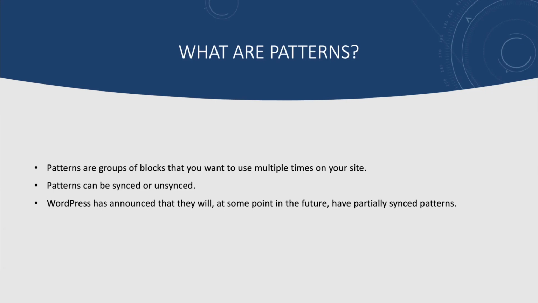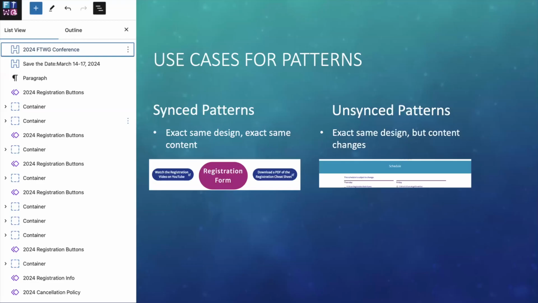Patterns can be synced or unsynced, which means a synced pattern is one where every time you see it on the website, it's exactly the same content and appearance. With unsynced, you start with something that's the same, but then you make changes to it, and those changes don't sync across every use of it. WordPress has announced that they will at some point in the future have partially synced patterns. And I believe, since I created this slide, I heard that it's in the Gutenberg plugin now and may be released in the next major release of WordPress, which will be in July.